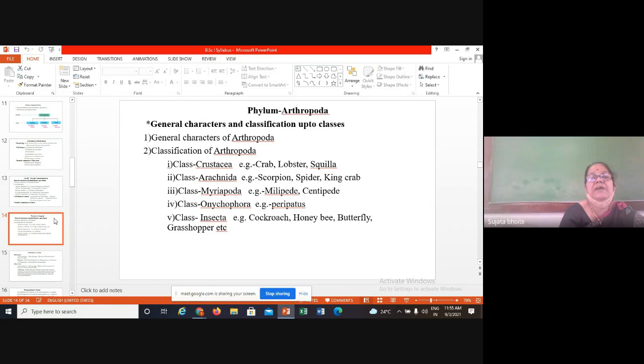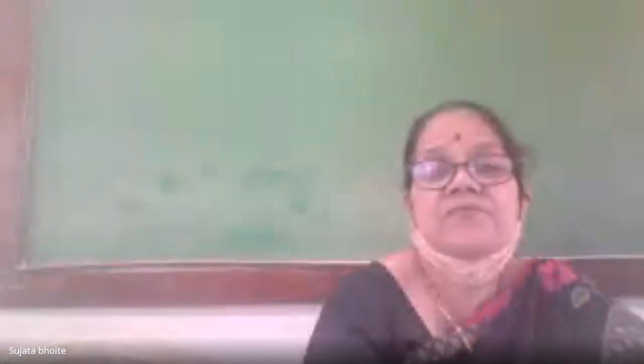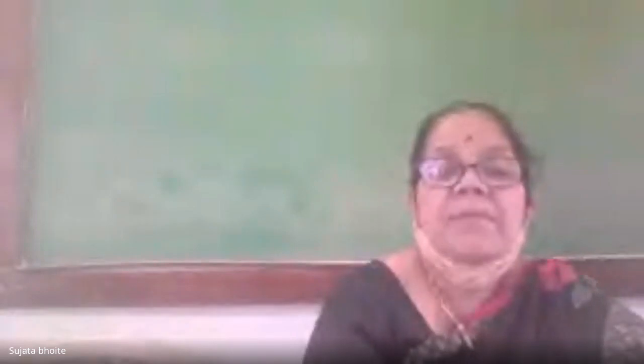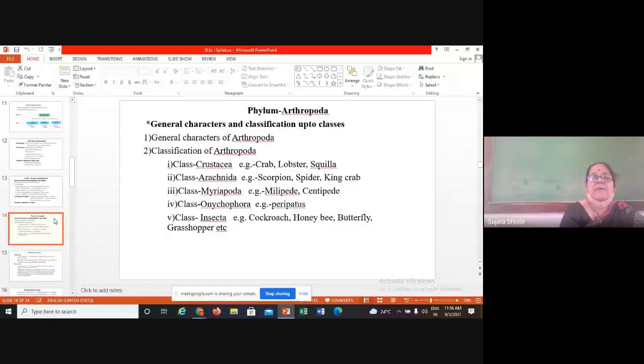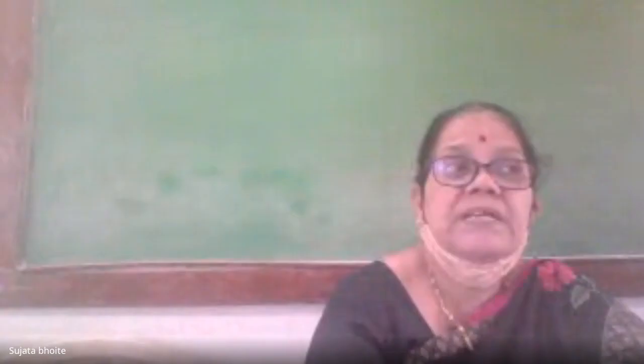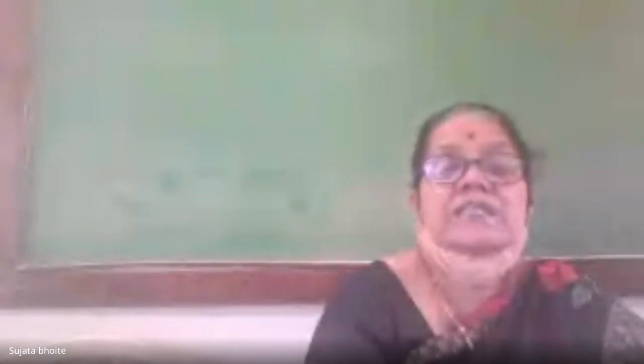The Arthropoda is divided into 5 classes. Second class is the Arachnida, scorpion, spider, king crab. Class Myriapoda. Myria means many legs. For example, millipede, centipede. Fourth class Onychophora. Onychos means claw, phora means bearing. For example, Peripatus. Class Insecta.